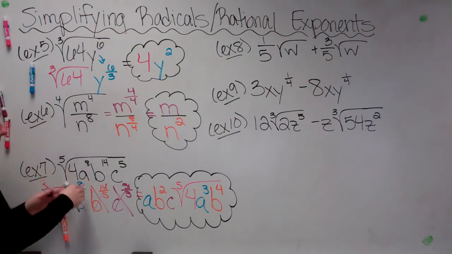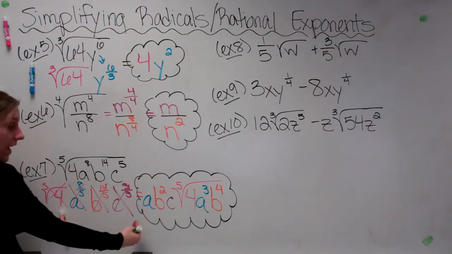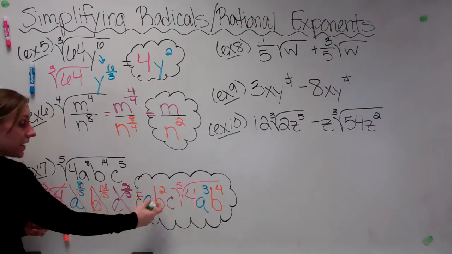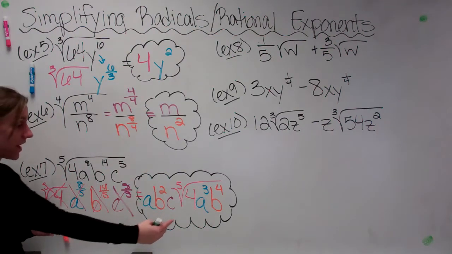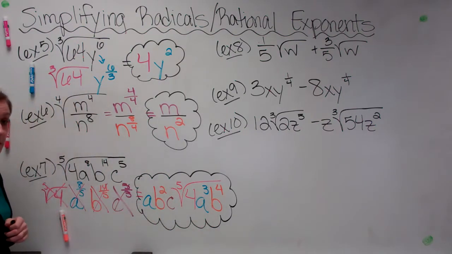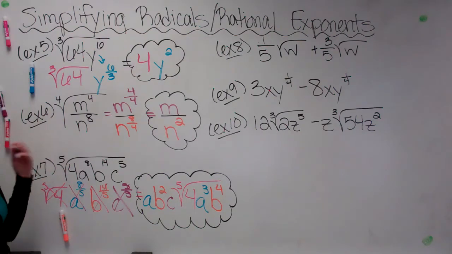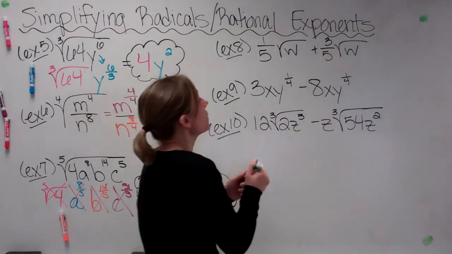If they don't divide evenly, you divide what you can, however many you get is what you pull out, and then the remainder, whatever you couldn't divide, is how many you write left. That's how many you have left. We'll say it that way. All right, so these are pretty easy.